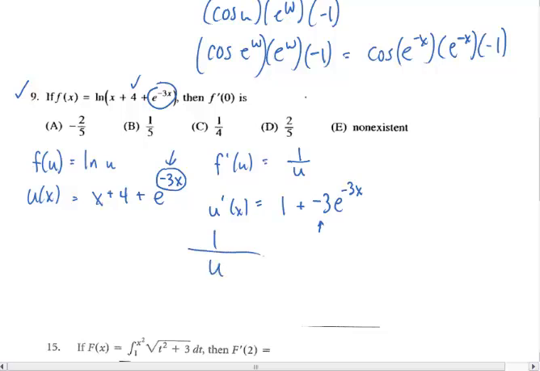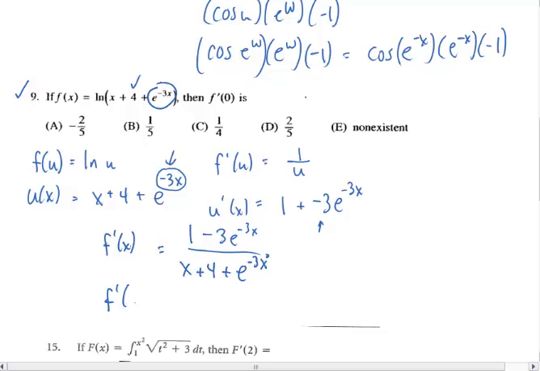I have 1 over u times 1 plus negative 3e to the negative 3x. Now remember, when you multiply fractions, this part is in the numerator, so that comes up on top. So I'm just going to rewrite that up in the numerator: 1 minus 3e to the negative 3x, and then for the u spot, I'm going to change that to x plus 4 plus e to the negative 3x. Now this would be my derivative, f prime of x.